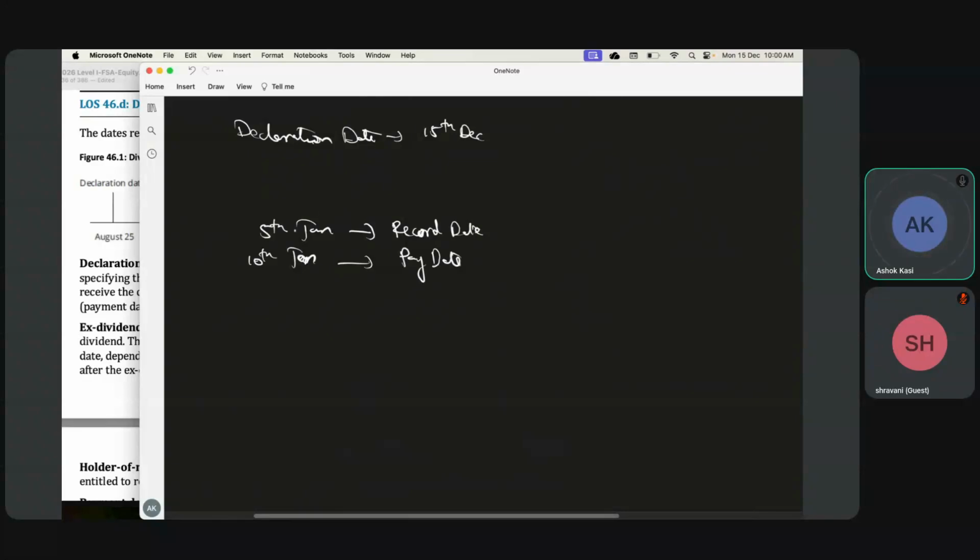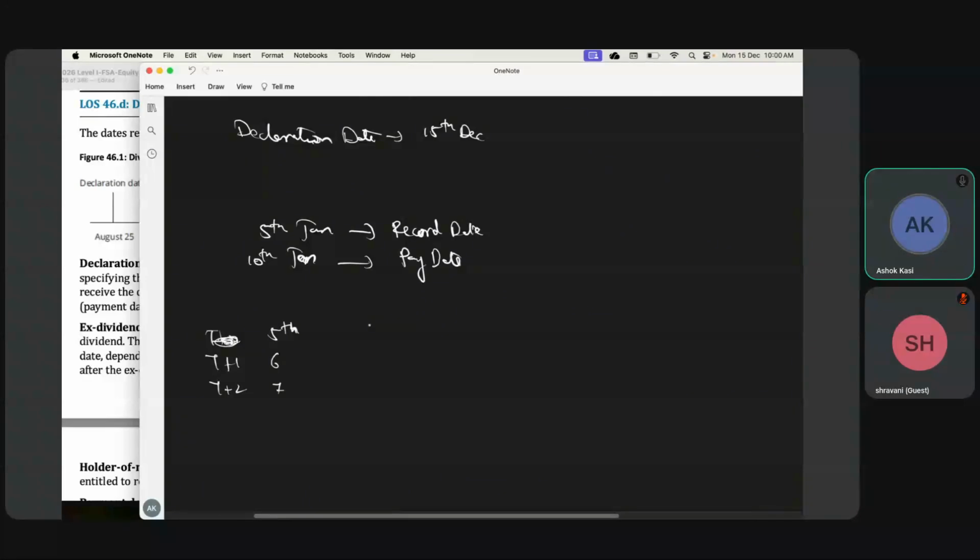Now the question is, whose name will be there? Only those people's names will be there who are trading on or before a specific date. What does that mean? It will take T+2 working days for a trade to get settled. So if you trade on 5th, it is not enough, because T+1 will be 6th, T+2 will be 7th. It is getting settled on 7th, and that is too late for the buyer.